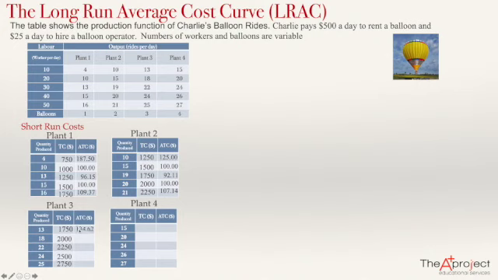2050 divided by 13, 134.62. 2000 divided by 18, 2250 divided by 22, 2500 divided by 24, and finally 2750 divided by 25, 110. And we have the schedule in the short run for Charlie when he is working with 3 balloons.